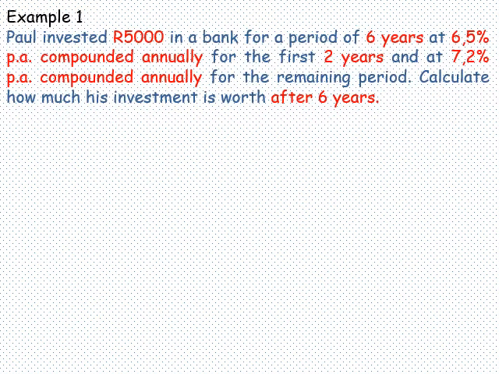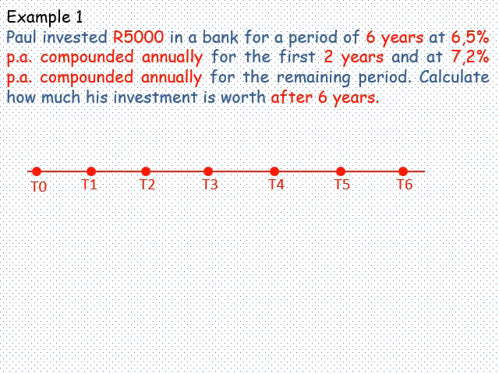If Paul invests 5,000 Rand in a bank for a period of 6 years at 6.5% interest compounded annually for the first 2 years, and then 7.2% interest compounded annually for the remaining period, calculate how much his investment is worth after 6 years. That number 6 years should tell you to set up a timeline starting from the present, so 0, no time has passed just yet, all the way to term 1 year has passed, term 2 years have passed, term 3 years have passed, all the way up until 6 years have passed at term 6.